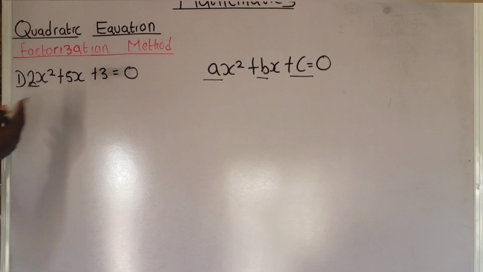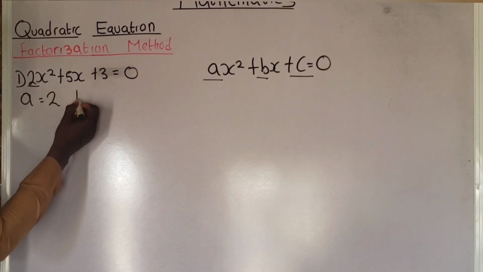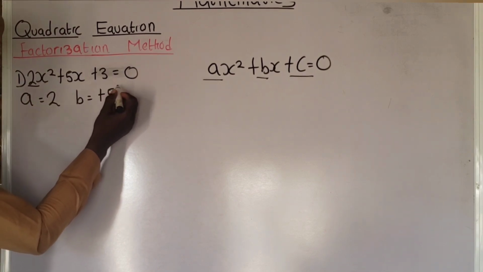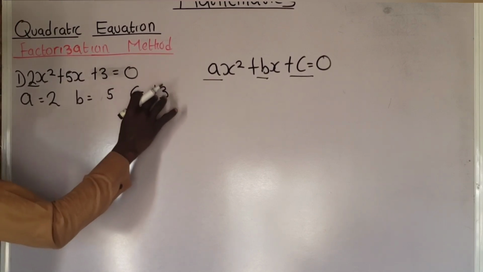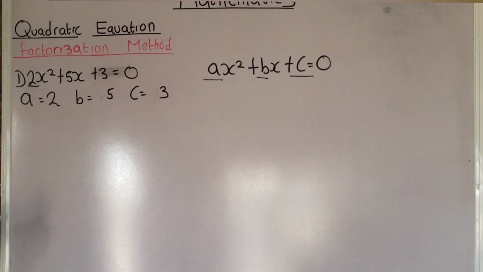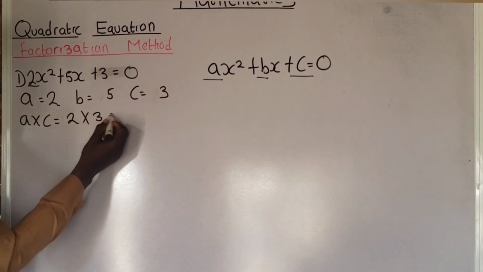So how do we solve this quadratic equation using the factorization method? You just have to pay attention. In this quadratic equation, A equals 2, B equals plus 5 and C equals plus 3. You can neglect the plus; 3 is always the same thing as plus 3. Now, the first step is to take the product of the first term and the constant term. The first term is A and the constant term is C. The product is 2 multiplied by 3, which gives us 6.